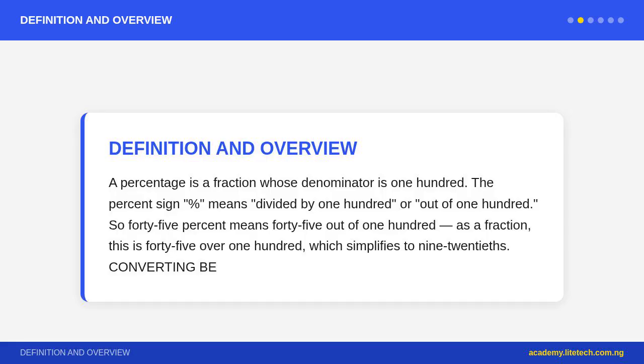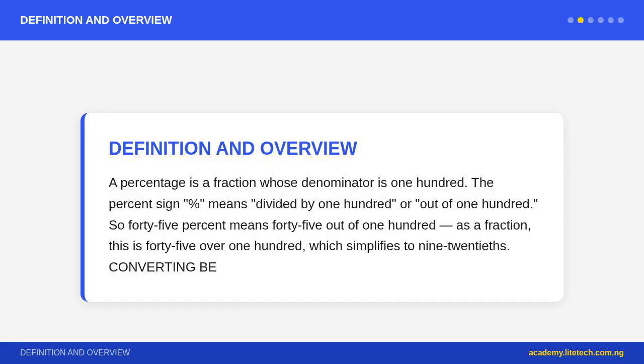Key benchmark percentages to memorize: 1/2 equals 50%, 1/4 equals 25%, 3/4 equals 75%, 1/5 equals 20%, 1/10 equals 10%, 1/8 equals 12.5%, 1/3 equals approximately 33.3%.